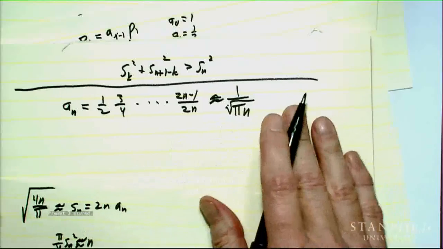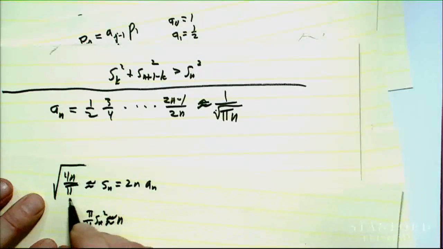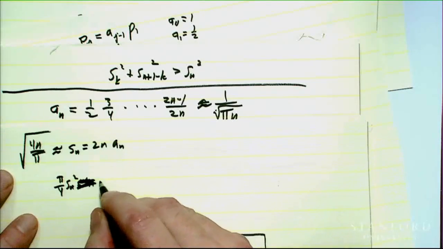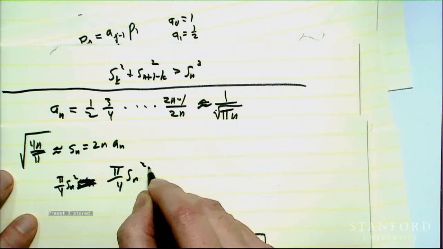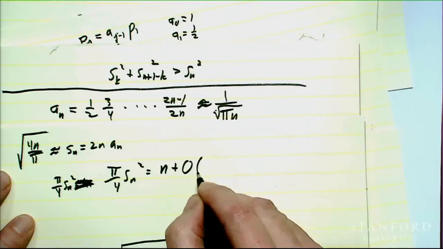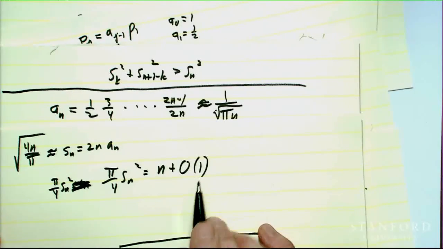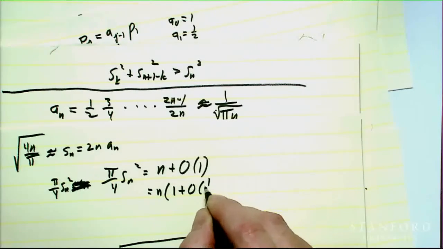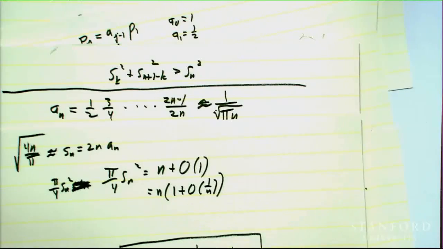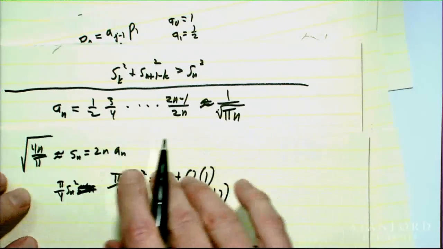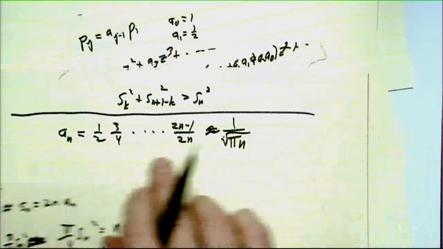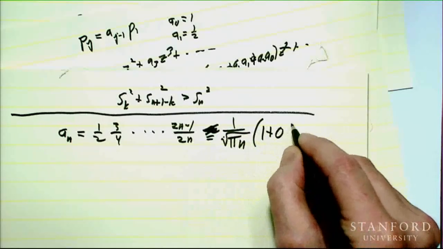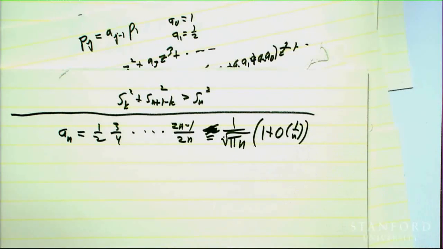So in fact, we knew that pi over 4 S_n squared was actually equal to n plus big O of 1. It's between n plus 1 and n minus 1, which I like to write as n times (1 plus big O of 1 over n). So it shows the relative error is of order 1 over n. And so what it actually boils down to is we've shown that a_n is equal to 1 over the square root of pi n times a relative error of 1 plus big O of 1 over n.